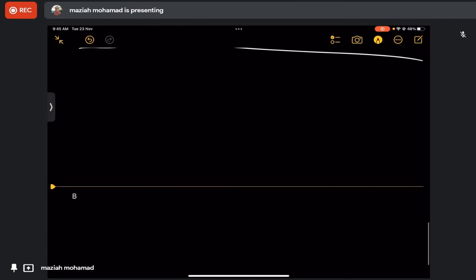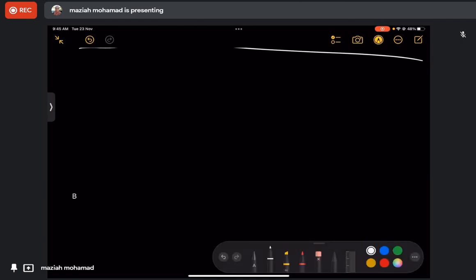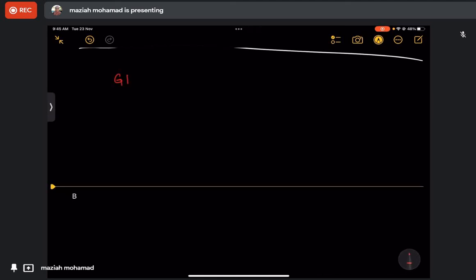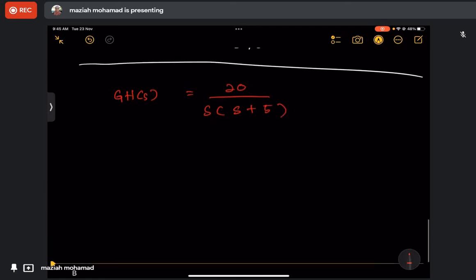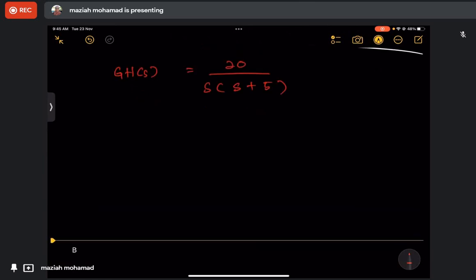All right, let's try for class 1. Okay, so for class 1, let's say the open loop transfer function is 20 over s plus 5. Right, so we're going to calculate the steady state error. The steady state error is equal to 1 over 1 plus Kp.